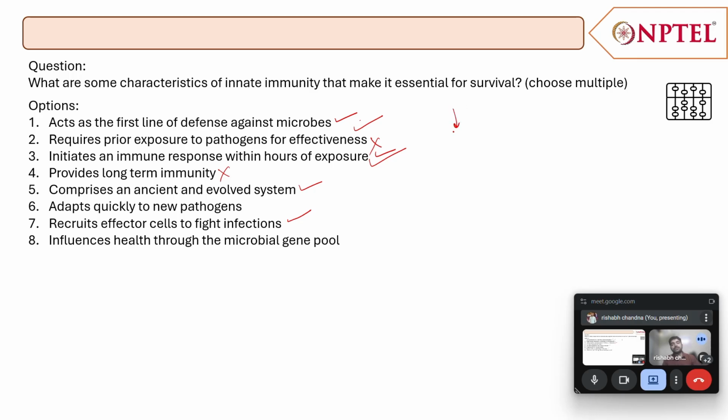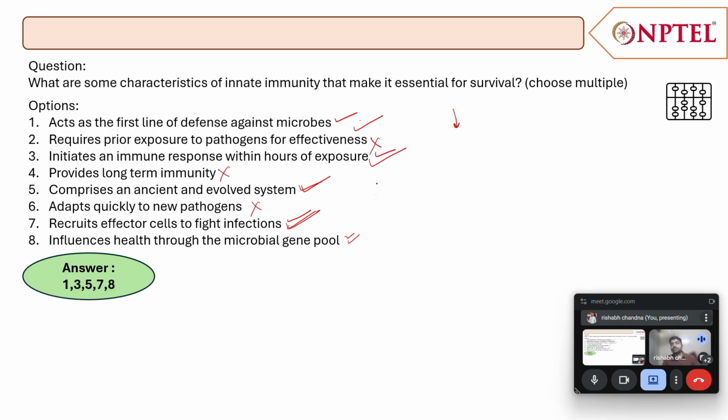For the initial infection by the microorganism, this takes place, and it comprises an ancient and evolved system. Yes, this is also correct, because sponges, which are early organisms, also show innate immunity. Then adapts quickly to new pathogens. No, because new pathogens are recognized in the same way as old pathogens. It recruits effector cells to fight infections. Yes, this is also correct. Then influences health through the microbial gene pool. Yes, this can be the correct option.